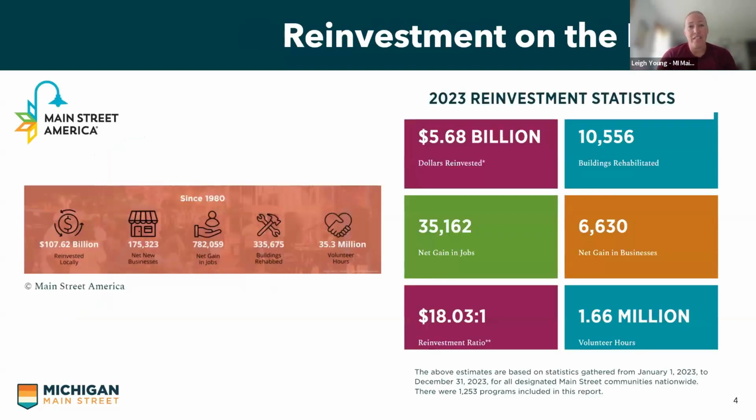And you can see that through the reinvestment statistics that are collected yearly by our local communities. These reinvestment statistics are shared annually by Main Street America, and you can see that over $100 billion have been reinvested locally through the Main Street program. 175,000 new businesses have started in these districts with 782,000 net gain in new jobs. 335,000 buildings have been rehabilitated and 35.3 million volunteer hours. So these reinvestment statistics are really critical for us to understand the economic impact that Main Street organizations have locally, statewide, and nationwide.